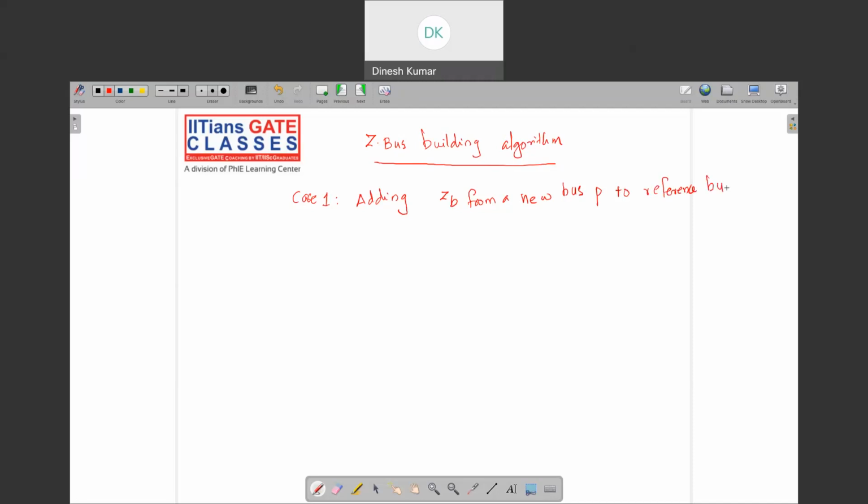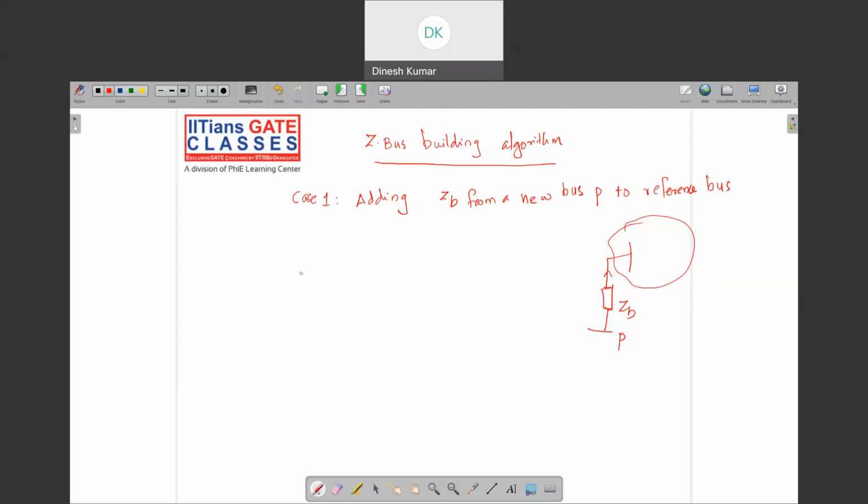Okay, I already mentioned in the last session what a reference bus is. Now we have a power system with a subsystem and a reference bus, and we are adding a new impedance ZB from a new bus P. So this is basically the reference, right? The current will be flowing only through this bus. We already have the Z bus of this particular network.